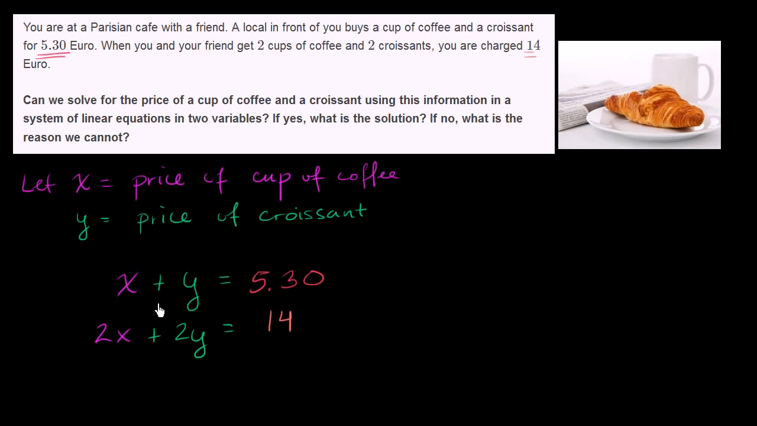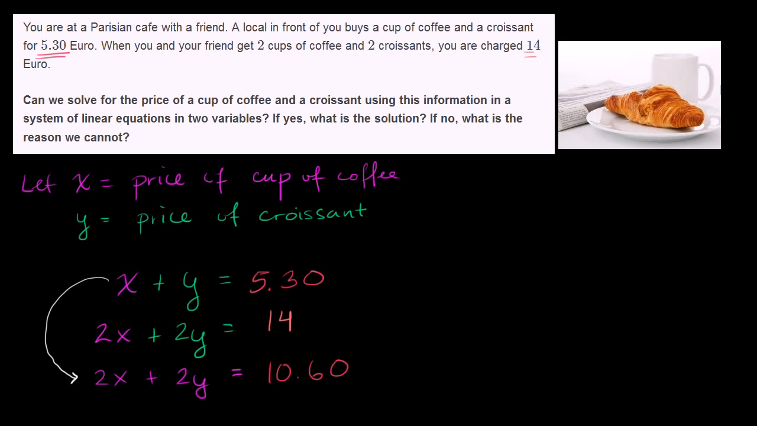There are many ways to solve this. But the most obvious way, at least looking at this right over here, is we have x, we have 2x, we have y, we have 2y. Let's take this first equation that described the local and multiply it by 2. We're going to multiply both sides, otherwise the equality won't hold anymore. So we would get 2x plus 2y is equal to 2 times 5.30, which is 10 euro 60.